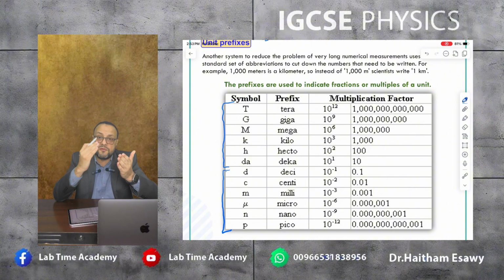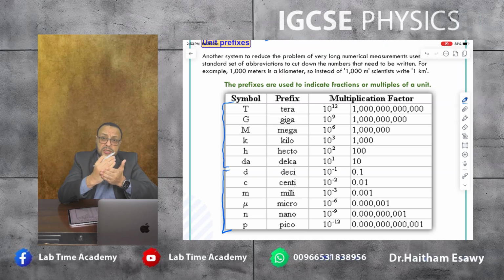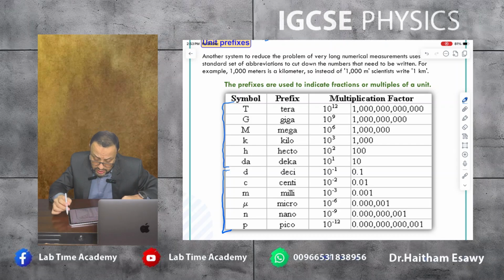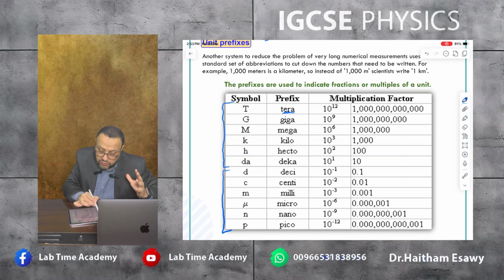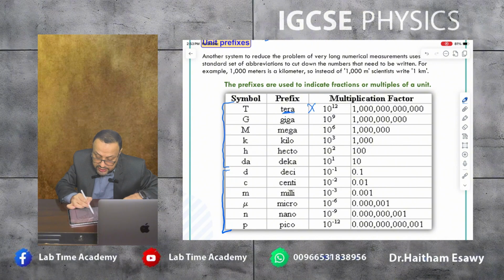And it's too easy to convert from one unit to the other unit, as I said, just by multiplying by a specific factor in front of you. So here, for example, if we want to change from terameter to meter, what should I do? I have to multiply by 10 to the power of 12. From gigameter to meter, multiply 10 to the power of 9. From megameter to meter, multiply 10 to the power of 6. From kilometer to meter, multiply 10 to the power of 3, and so on.